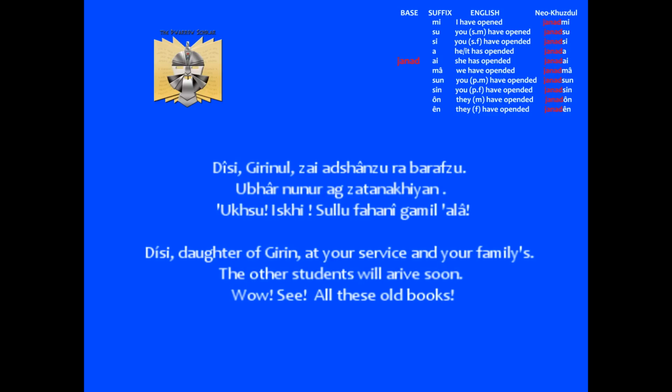Uksu, freely translated as wow, an interjection. Iski, the imperative form of see, something we won't be focusing on in this lesson. Sulu Fahani Gamil Allah, all these old books. Literally, all books old these. As mentioned, we swapped the place of adjectives and nouns, hence Fahani Gamil and not Gamil Fahani.